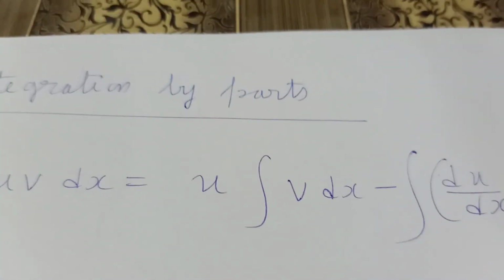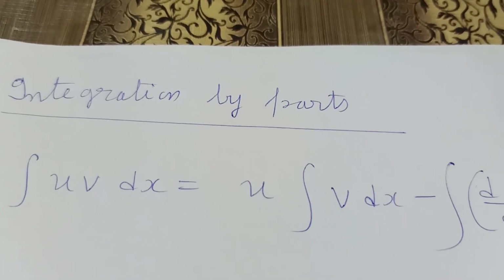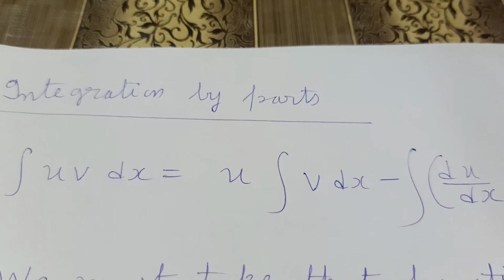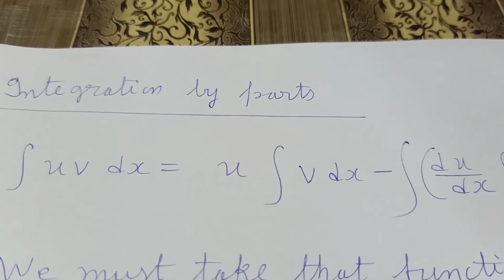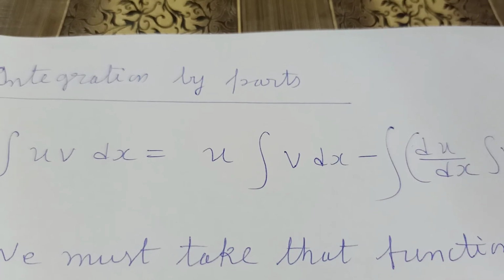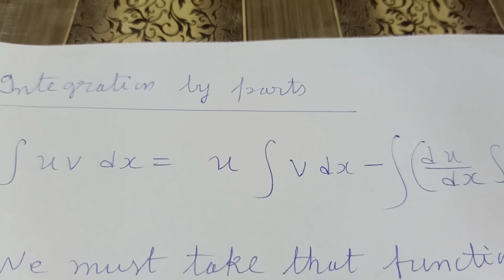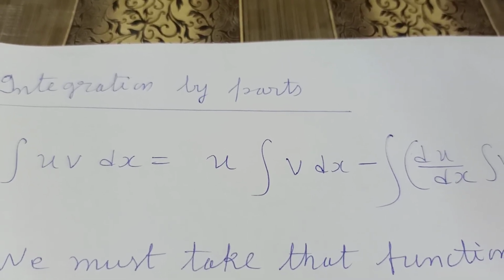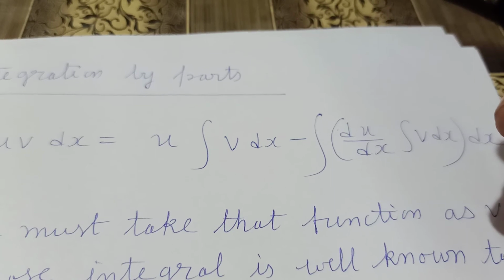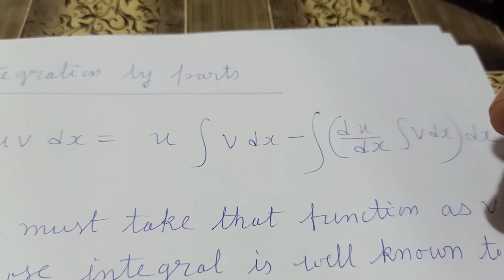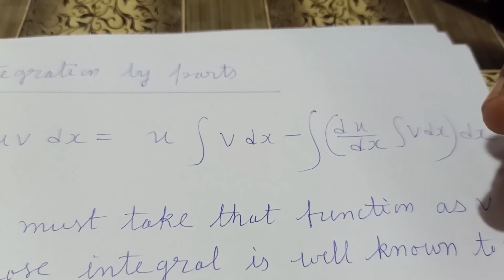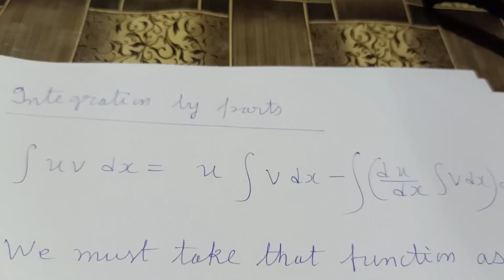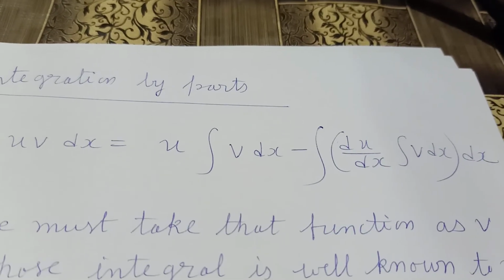Next we will deal with integration by parts. What we will basically do is find the integral of the product of two functions using integration by parts. This is the general formula: the integration of u v dx, where u and v are two functions of x, equals u as it is times the integration of v, minus the integration of the derivative of u multiplied by the integration of v. So this is the formula we will use for integration by parts.